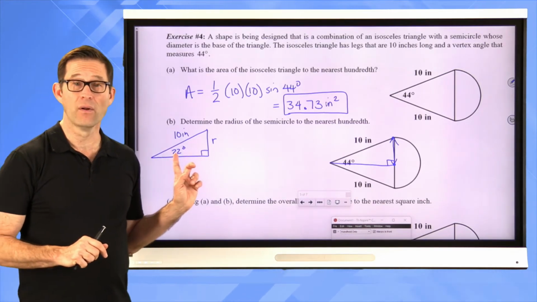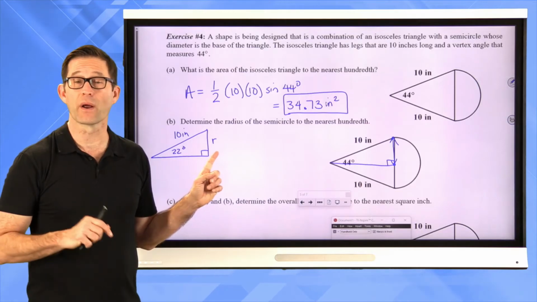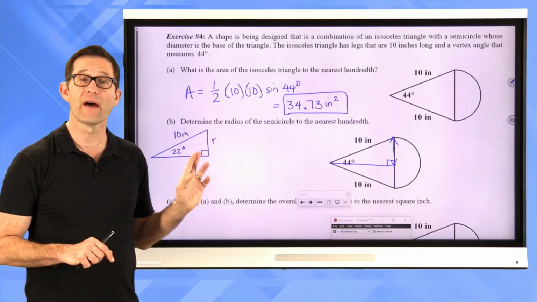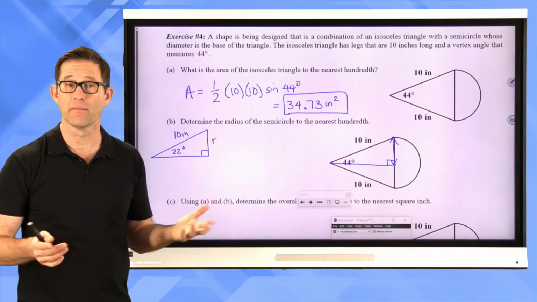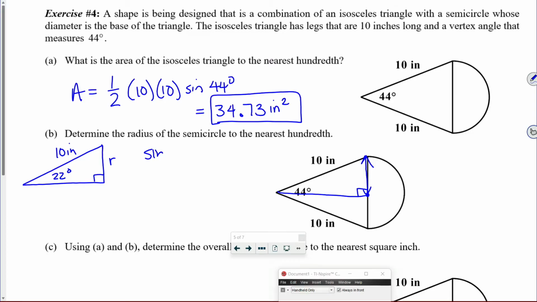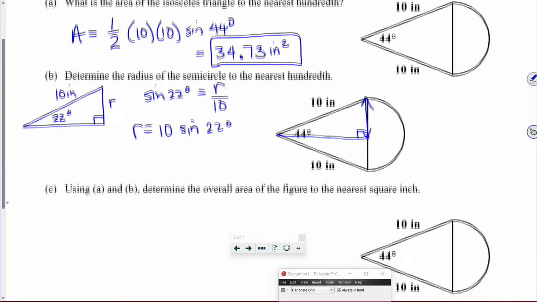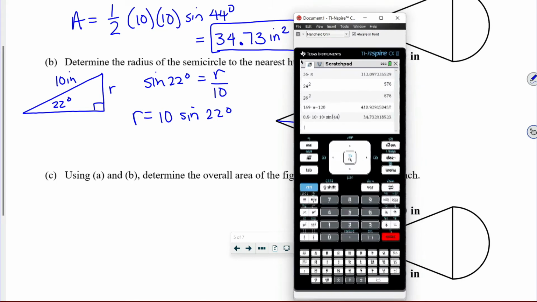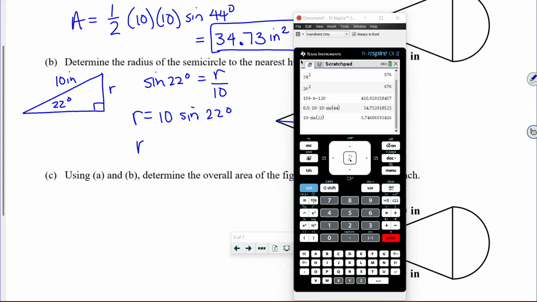Now I've got my angle. I've got the side opposite the angle. That's what I want to know. And I've got the hypotenuse. Whenever I have the angle, the side opposite, and the hypotenuse, we're talking about the sine ratio. So the sine of 22 degrees is going to be equal to r divided by 10, which means r is 10 times the sine of 22 degrees. Let's figure out what that is using our calculator. All right, 10 times the sine of 22, and we're going to get r is 3.75 inches.